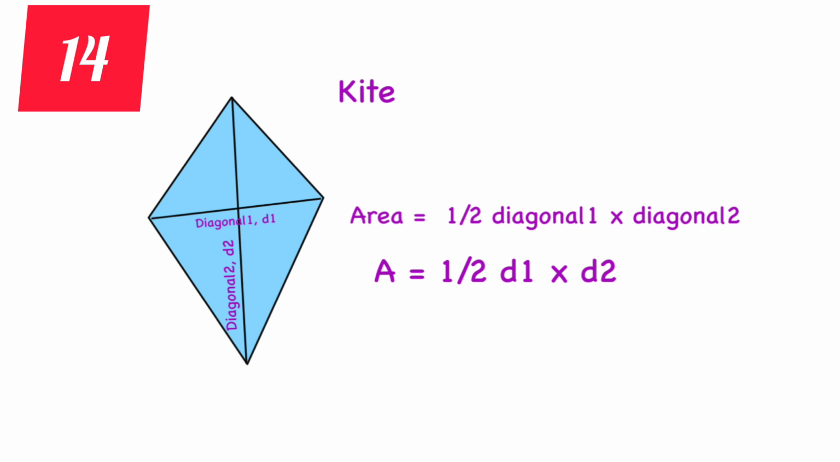A kite is a quadrilateral with reflection symmetry across a diagonal, which means the diagonal divides the quadrilateral into two equal triangles. The diagonals of a kite are perpendicular to each other, and the area of the kite is simply half of the product of its diagonals.